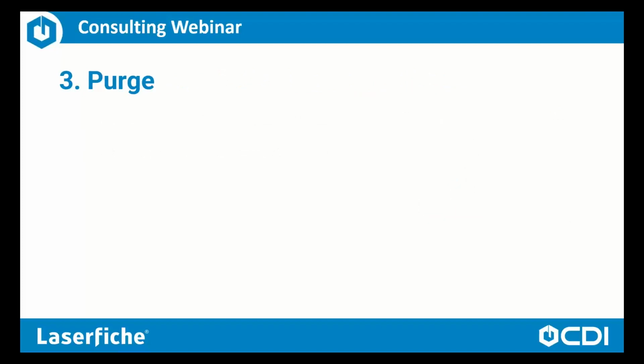Step 3 in our organization process is going to be to purge. It no longer brings us joy. We can get rid of it. We can delete our workflows and specific workflow versions.